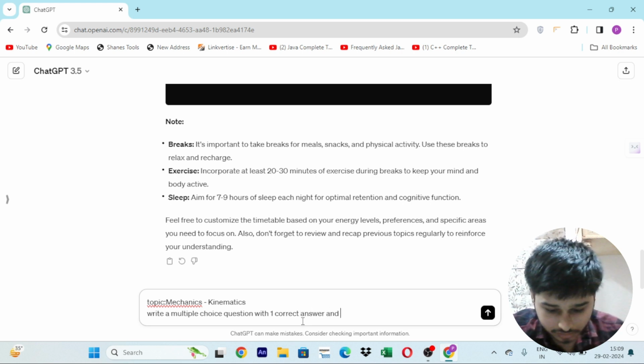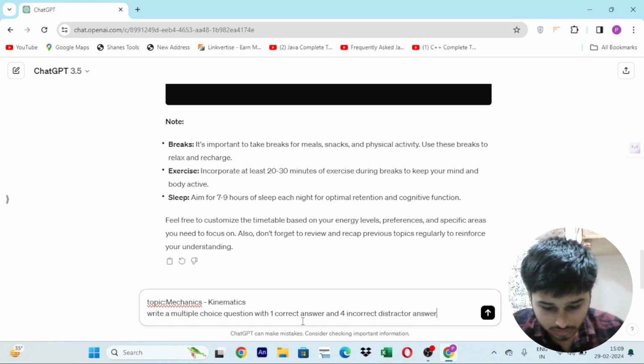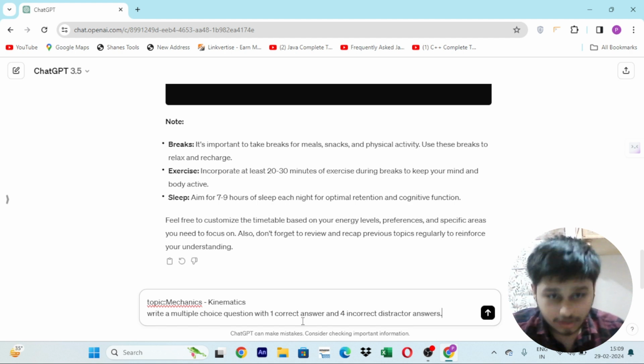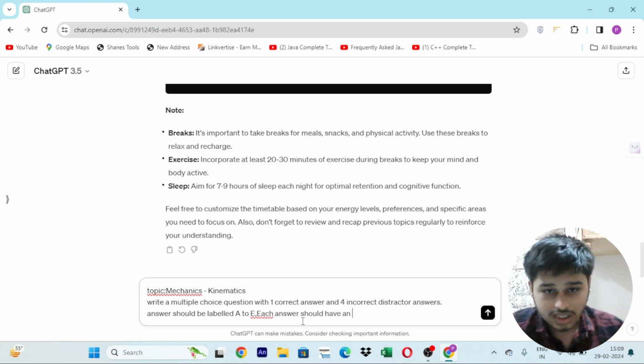and four incorrect distractor answers, right? Then we will click shift enter. Then answers should be labeled A to E. Okay. Each answer should have an explanation.